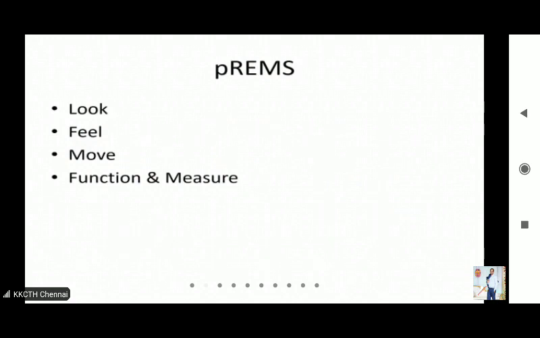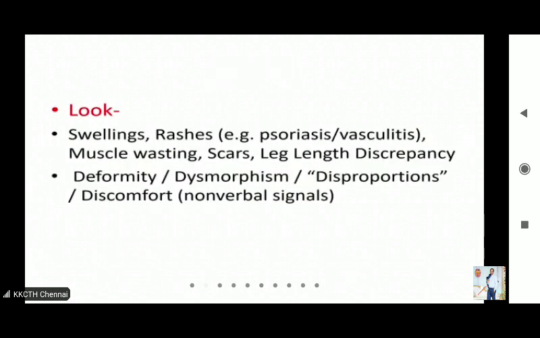And once you've identified an abnormality in one particular joint, then you do pediatric regional examination of the musculoskeletal system. That's PREMS. Here you do 4 things. You look, feel, move, and assess the function and measure. So you look for obvious things: swellings, rashes of psoriasis, vasculitis, lupus, and so on. Look for obvious muscle wasting, scars, leg length discrepancy, and then check for 4 Ds: deformities, dysmorphism, disproportions, and discomfort.